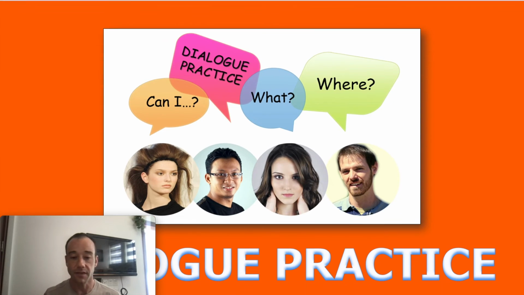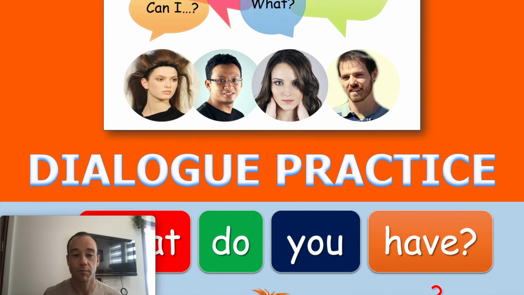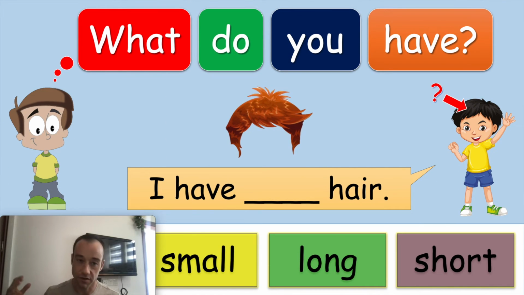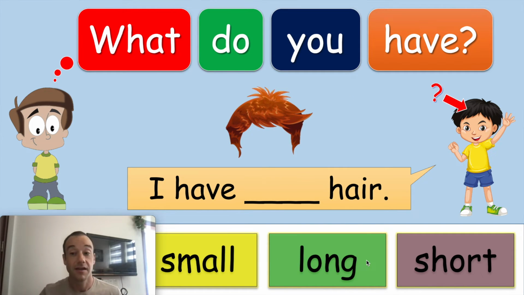Okay, let's go to the dialogue practice now. For dialogue practice, now we're going to say the question. So, what do you have? What do you have? They can see there's a picture here of hair. They can see there's words on the bottom. They can look here and see this picture here of him.